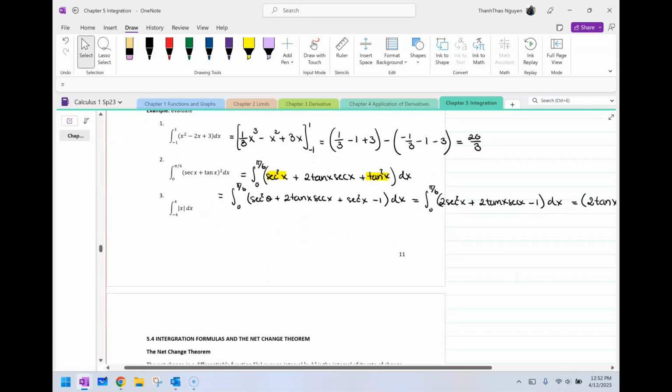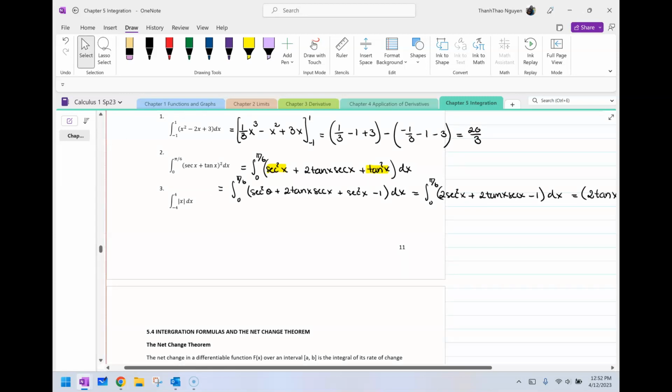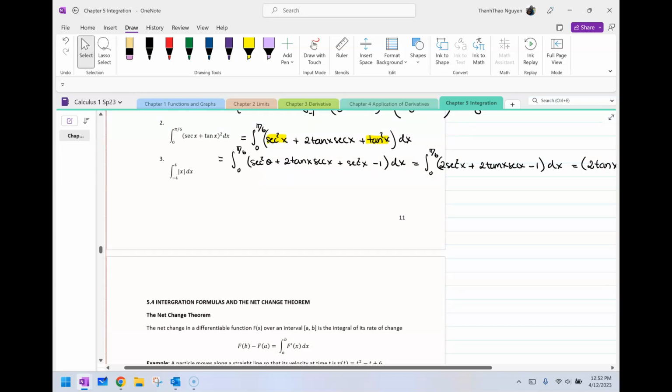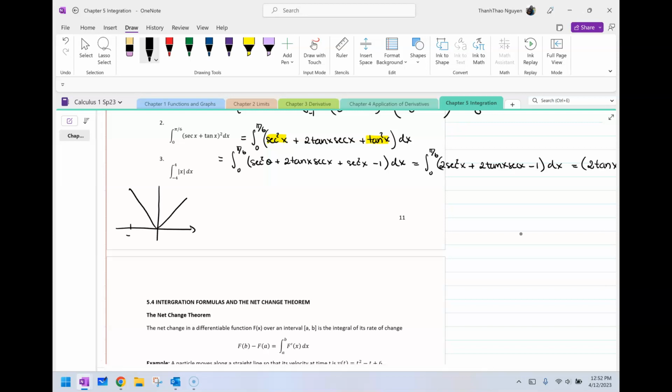The next one, here we have an absolute value function. So we have to split our integral into two parts. Let's take a look at what happens with this function. It looks like this, right? So from negative 4 to 4. So I split this into two parts.